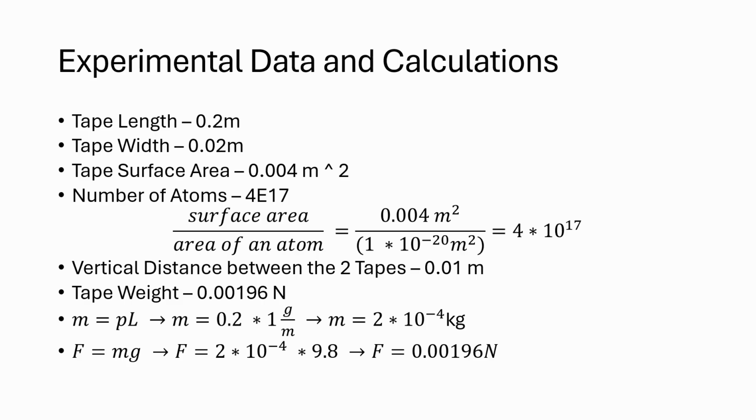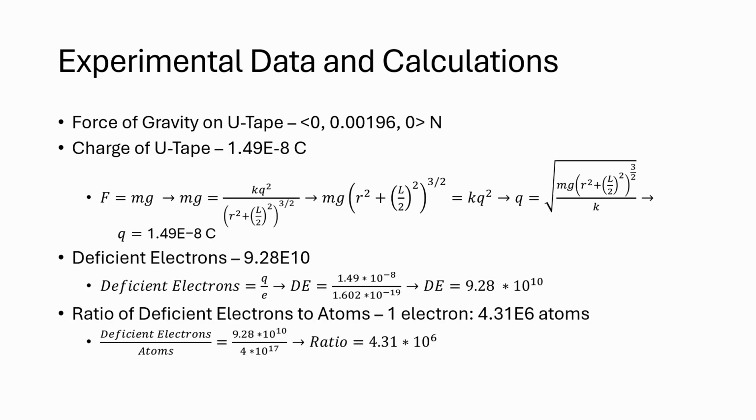The tape weight was 0.00196 newtons, which we got by multiplying the length times the linear density to get the mass, and then multiplying this by 9.8 to get the force of gravity. The force of gravity on the U-tape is only acting in the y direction, so that's why it's a vector in the y direction. The charge on the U-tape was 1.49 times 10 to the negative 8, or 14.9 nanocoulombs.